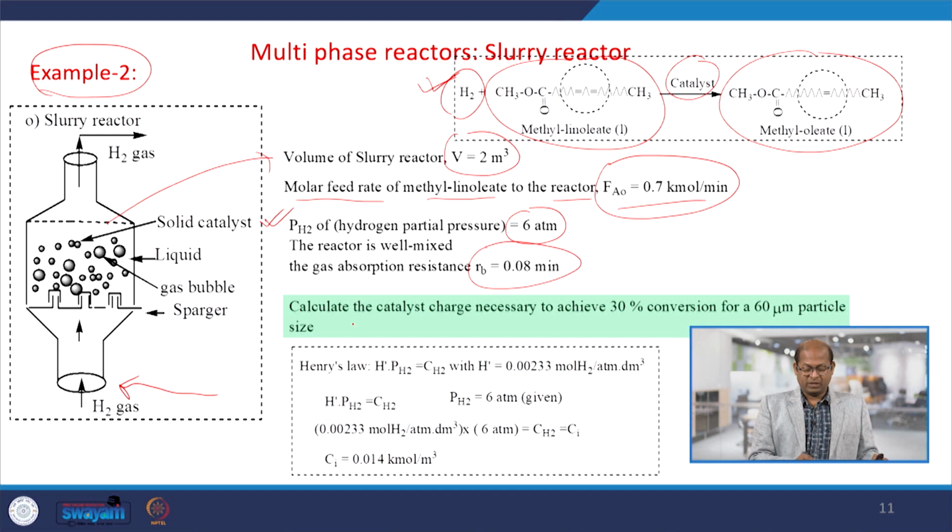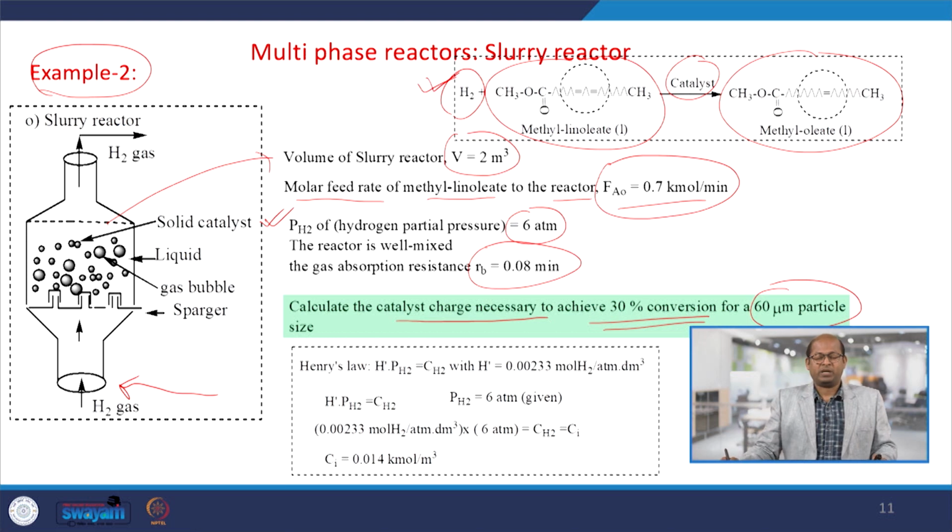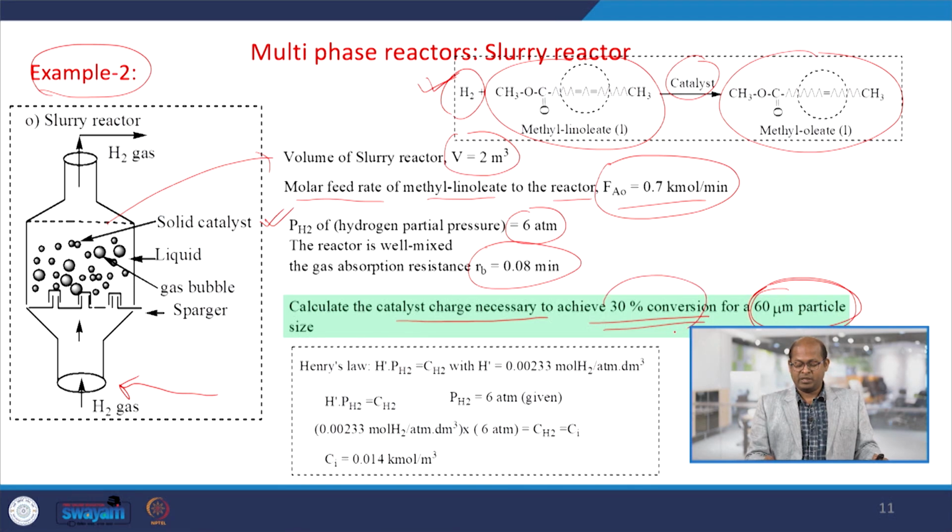Now we have to calculate the catalyst charge necessary to achieve 30% conversion using 60 micron particles. Earlier we discussed 40 micron particles and 80 micron particles. Now we are considering 60 micron particles, and the conversion we need is 30%. Then how much catalyst we have to charge in terms of mass, that is m, we have to calculate; other components are known.